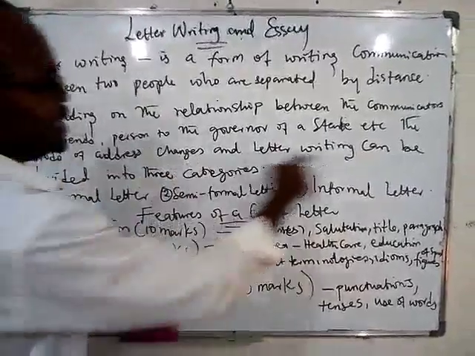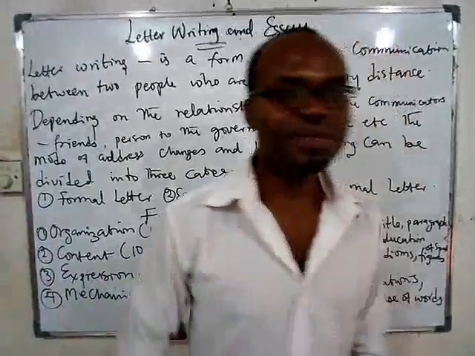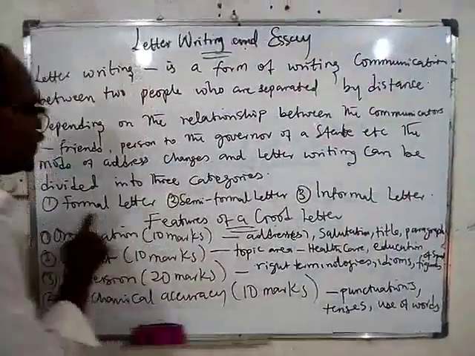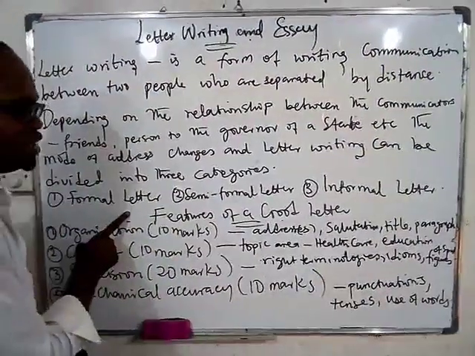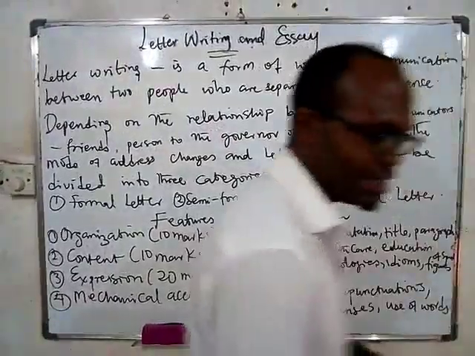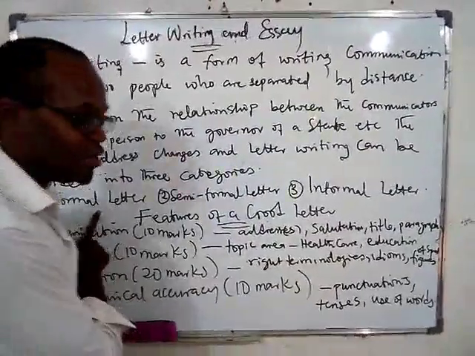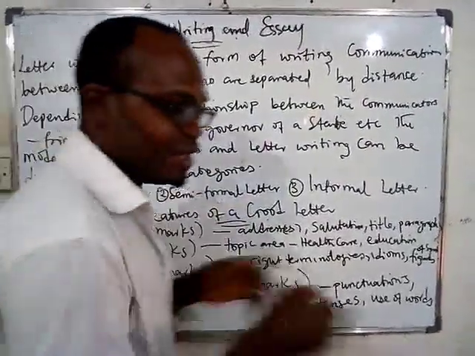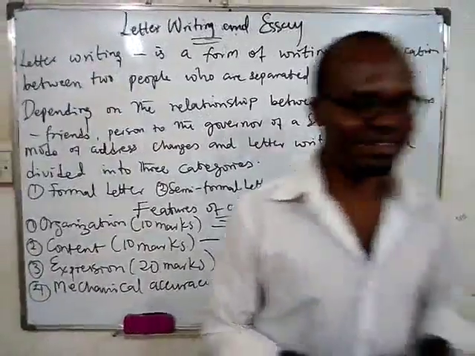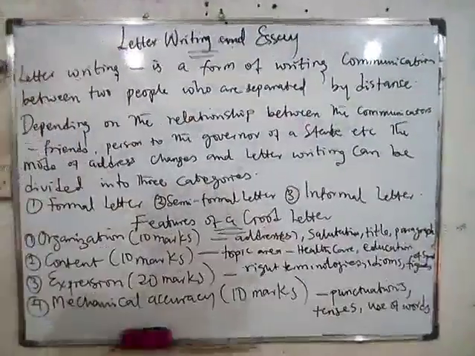So depending on the relationship between the communicators, friends, or a person to the governor of the state, the mode of address changes, and letter writing can be divided into what? 3 categories, because of the way you address the person. So you can have formal letter, the one you write to the governor; semi-formal, the one you write to your headmaster in class; and informal, the one you write to your friend, your brother, or relative. Is that clear? So all these change.